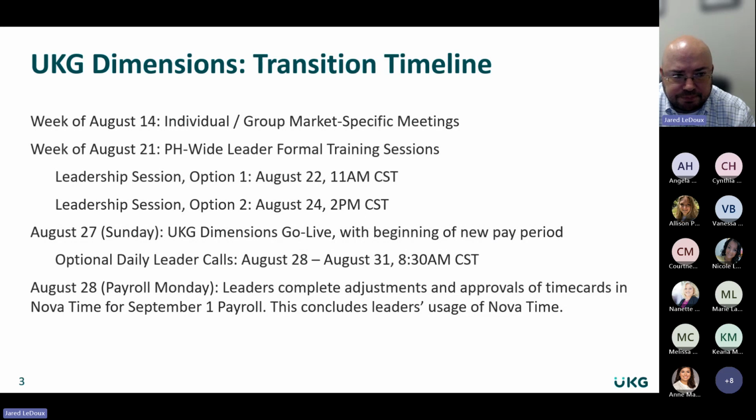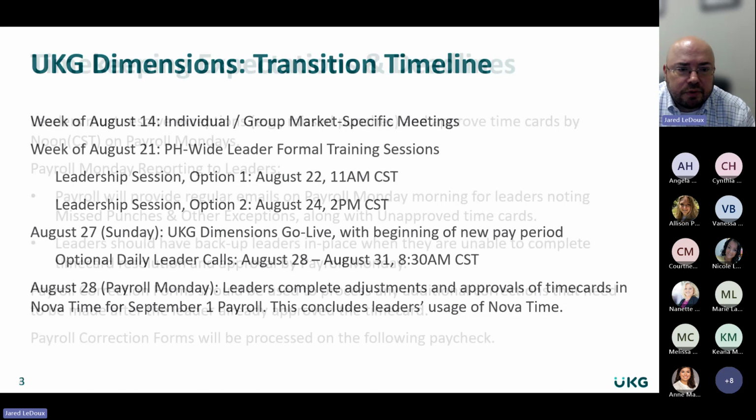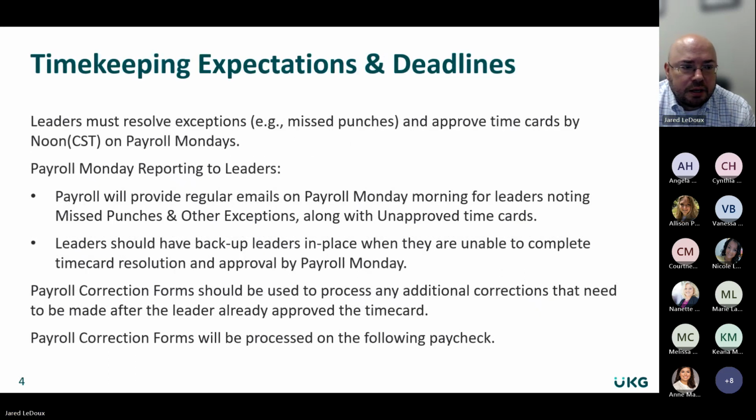On August 28th, when you return after the weekend, that will be a payroll Monday, so you will be approving time cards using Nova Time on that day. That'll be our last Nova Time based payroll for September 1st, and then we'll move on to UKG Dimensions after that for your timekeeping.